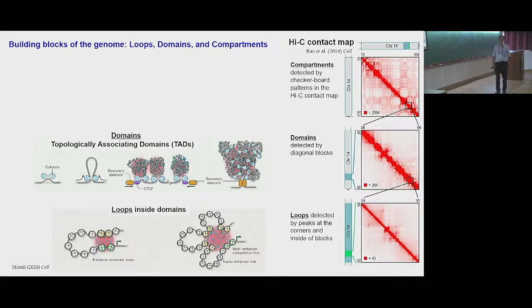And people believe cohesin, a molecular motor, is responsible for this looping. Cohesin is a ring-like molecule. It has a big ring.